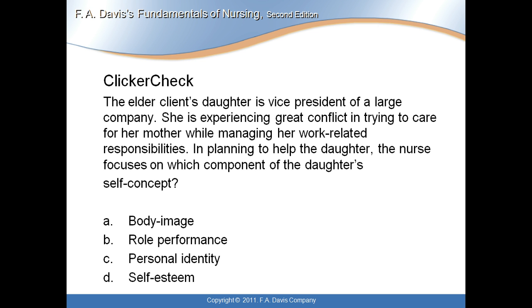So here's a clicker question. The elder client's daughter is vice president of a large company. She's experiencing great conflict in trying to care for her mother while managing her work-related responsibilities. In planning to help the daughter, the nurse focuses on which component of the daughter's self-concept? Would it be her body image, role performance, personal identity, or self-esteem?